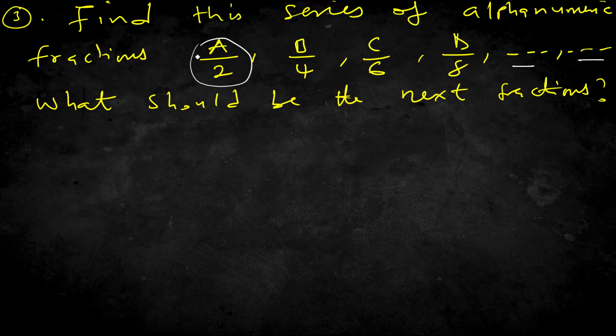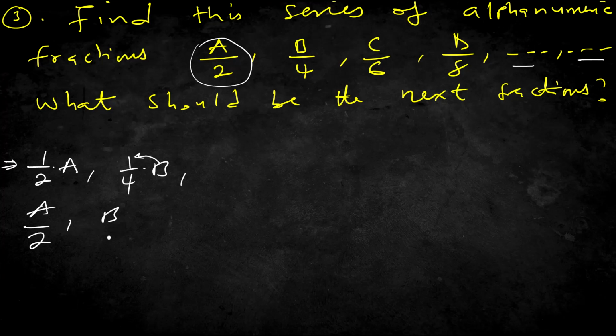A on 2 is the same as half A. If I multiply A by half, it's the same as A on 2. And this one is the same as 1 on 4 times B. Remember, this B will affect the numerator, which will be B on 4. So we have A on 2, and this one will be B on 4.